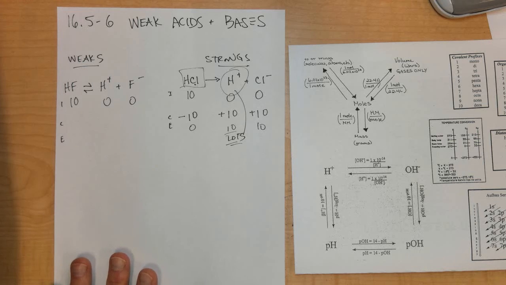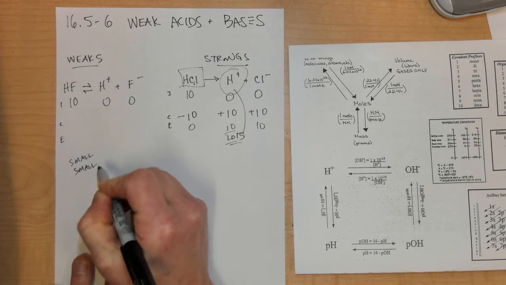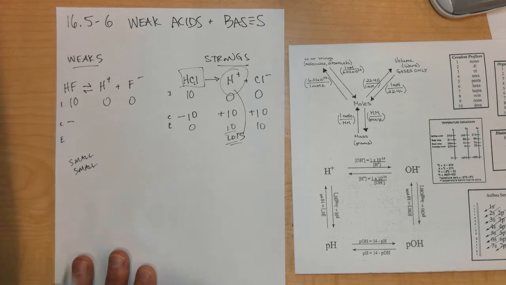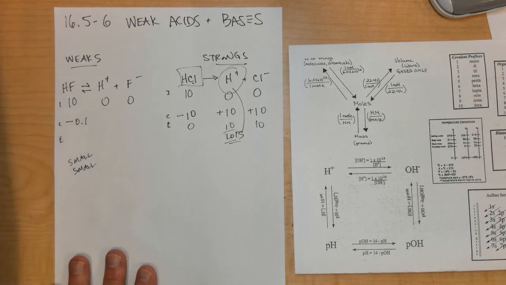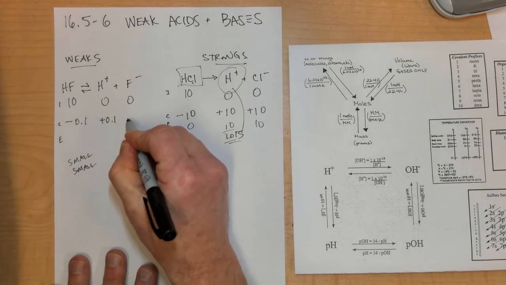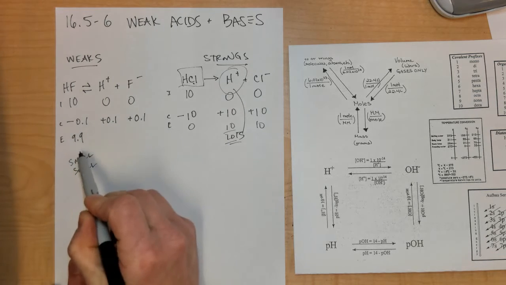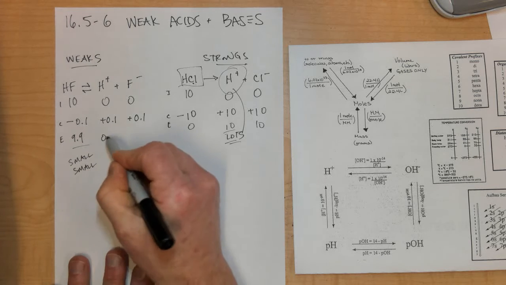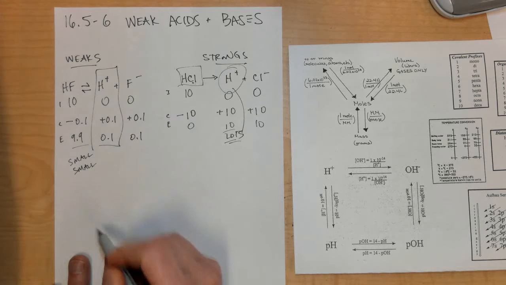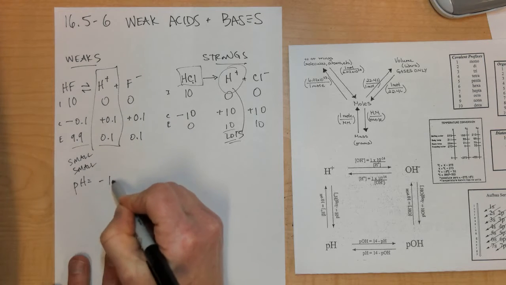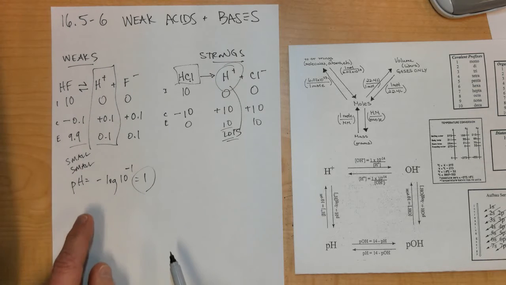Weak acids, on the other hand, would only lose a small, small amount. So there'd be a change where I would lose maybe 0.1 of this, and I would only gain 0.1 and 0.1 of each of these. So I'd end up with 9.9, almost as much as I started with. In this one, I'd end up with 0.1 here and 0.1 here. And now, if I were to find the pH of this one, pH would be equal to the negative log of 1 times 10 to the negative first. I'd end up with a pH of 1.